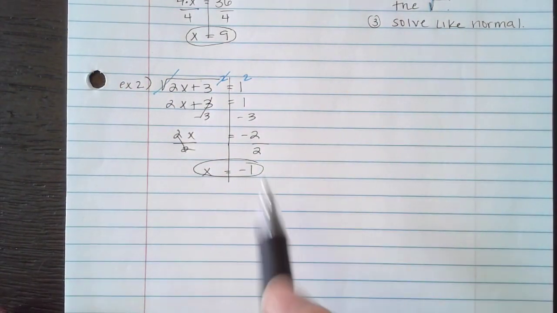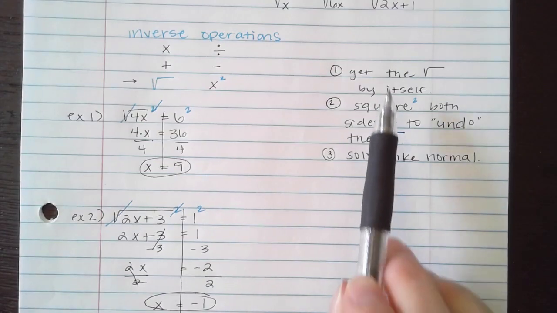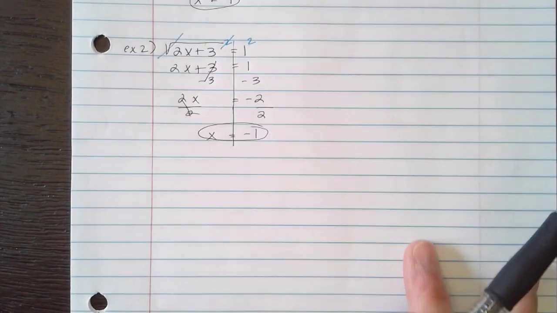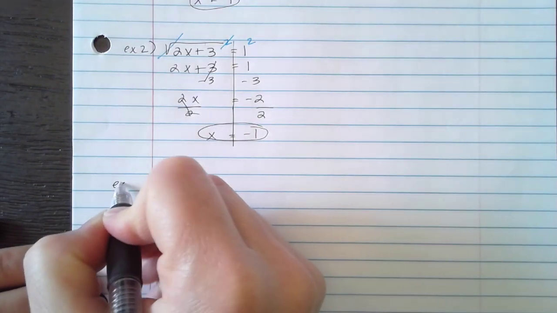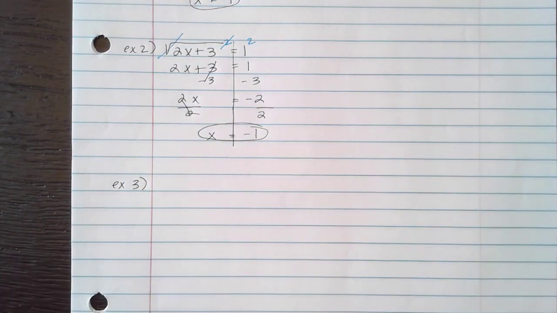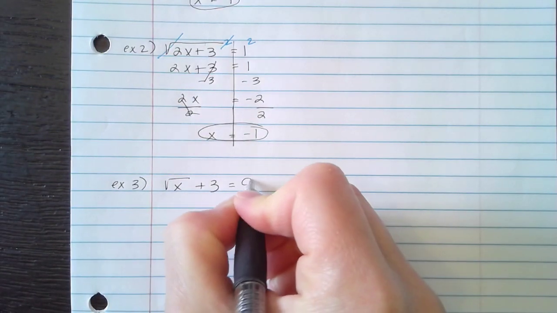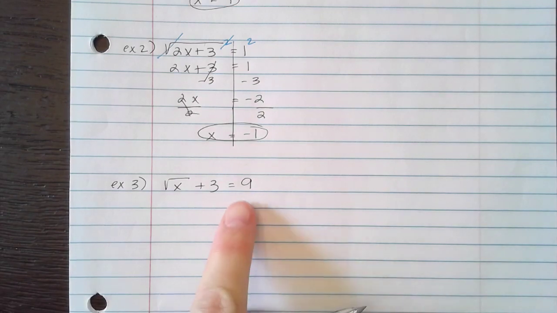So sometimes the square root is all by itself, so this first step we're already done with, and then you just square it and solve like normal. And we're going to do one more example here. This example might look like that. So let's look at this example here.